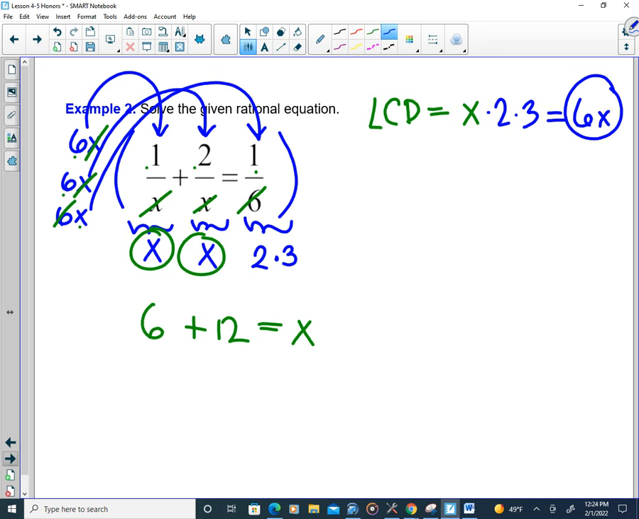So here's our equation now. 6 plus 12 equals x. 6 plus 12 is 18. So we got 18 is equal to x.